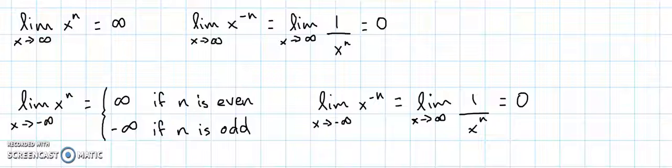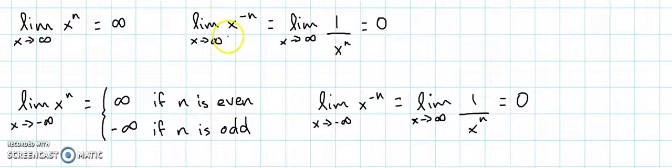In this video, I will be talking about limits at infinity. Before we move on with the examples, we need to know a few theorems. The limit of x to the power of any number as x approaches infinity is always infinity.